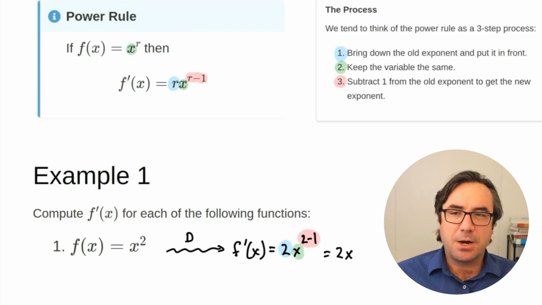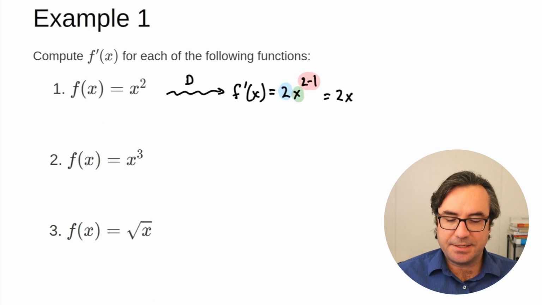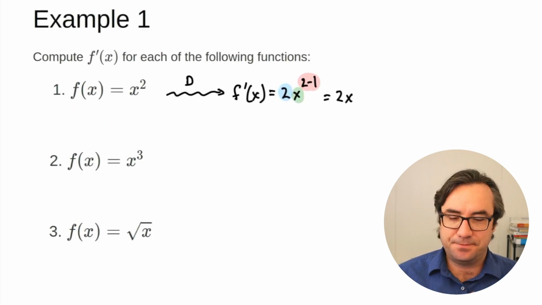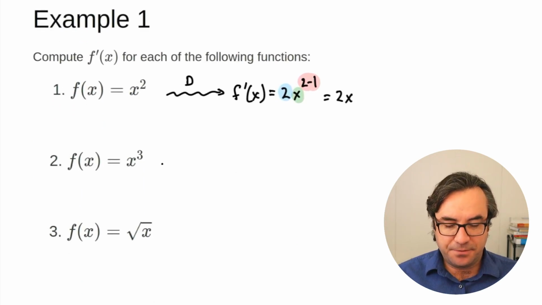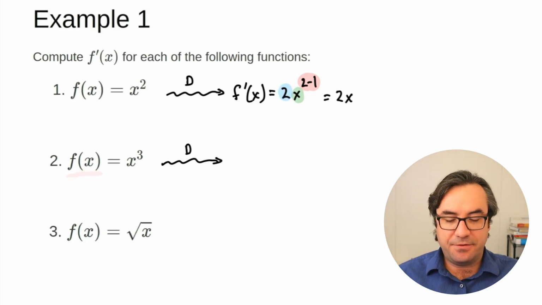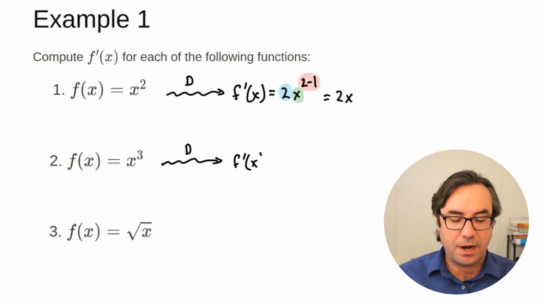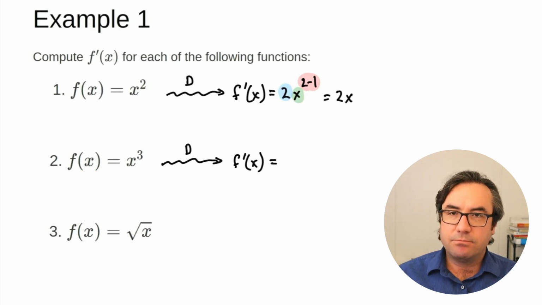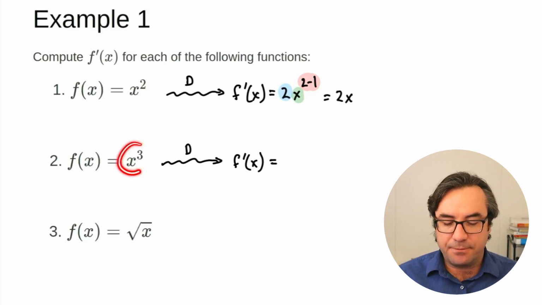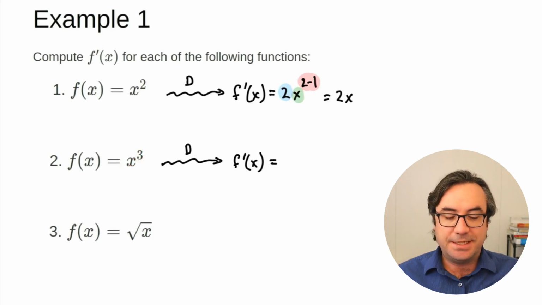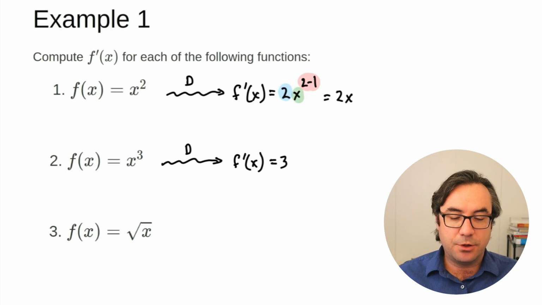All right, so let's try another one. Let's look at x cubed. So again, we're going to do the derivative. We're going to use our power rule. So our function is f of x, so we're going to call this derivative f prime. And we're going to do the power rule again. So what do we got? Our function here is x cubed, so it's x raised to a power. So we're going to take that old exponent, bring it down, put it in front. So our 3 goes in front.